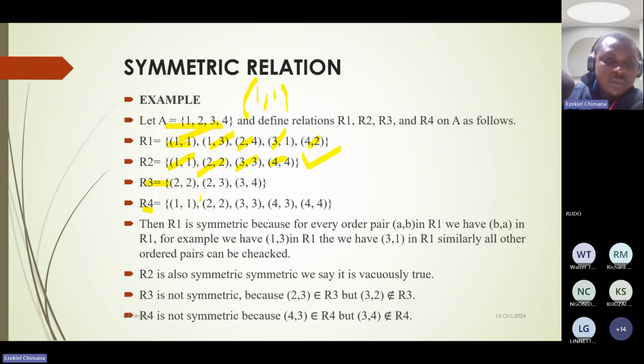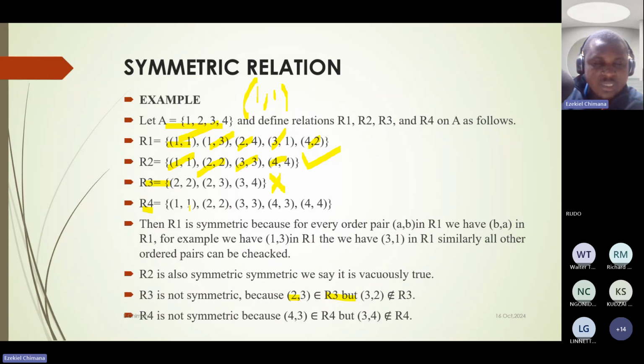Then for R3, we've got 2, 2, 2, 3, 3, 4. This one is not a symmetric relation. Why? For 2, 3 that we have, we do not have a 3, 2. For 3, 4 that we have, we do not have a 4, 3. So R3 is not a symmetric relation because 2, 3 is an element of R3 but 3, 2 is not. So let's look at R4.